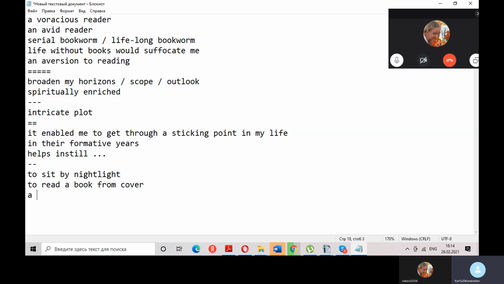Then it was a real page turner. Something that makes you turn pages. So it was a page turner. I read this book from cover to cover in one sitting. It was a very captivating book. It kept me glued to the book until the last page, right? So I used to sit by nightlight, and you can also say when you work till late or study till late or read till late, you can say, I used to burn the midnight oil. That's another phrase you can also use here.